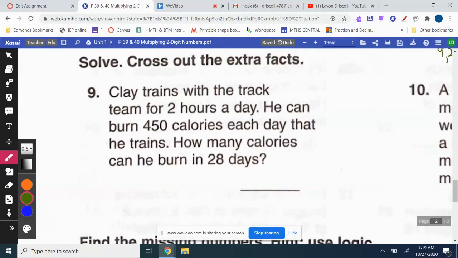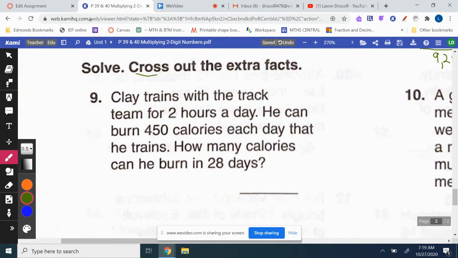They're going to try to trick you up and tell you to cross out the extra facts. So let's circle it and then cross out. Clay trains on the track for 2 hours a day. He can burn 450 calories each day that he trains. How many calories can he burn in 28 days? So what is extra is this 2 hours. So I can literally just cross all of that off.